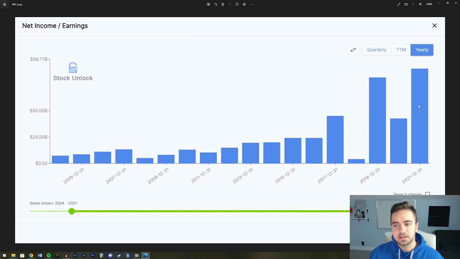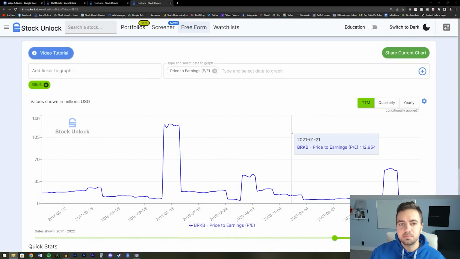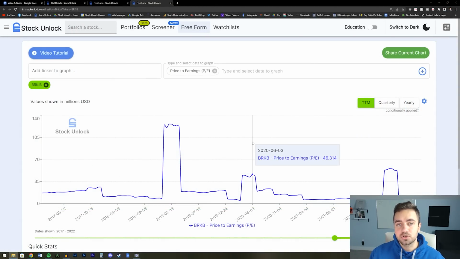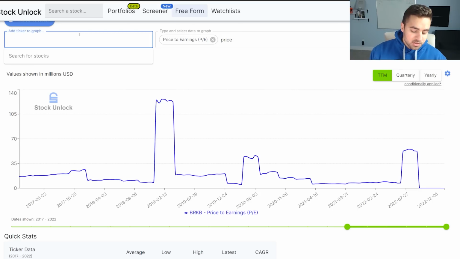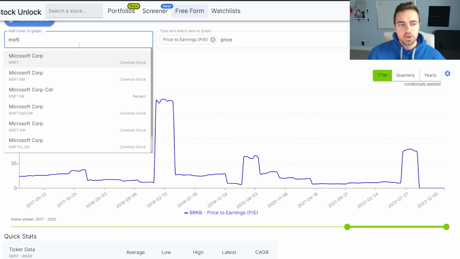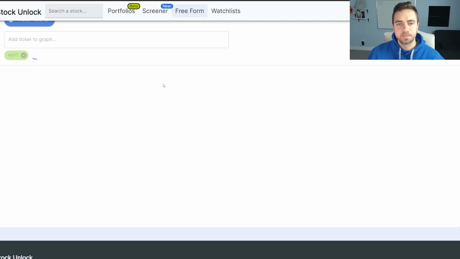Then it was up again in 2021. So this is just very, very volatile earnings solely based on what the stock prices are doing in the stock market. Now, what's also interesting is this doesn't just happen to Berkshire Hathaway. This also happens to stocks like Microsoft. This is one of the most followed stocks in the entire market.